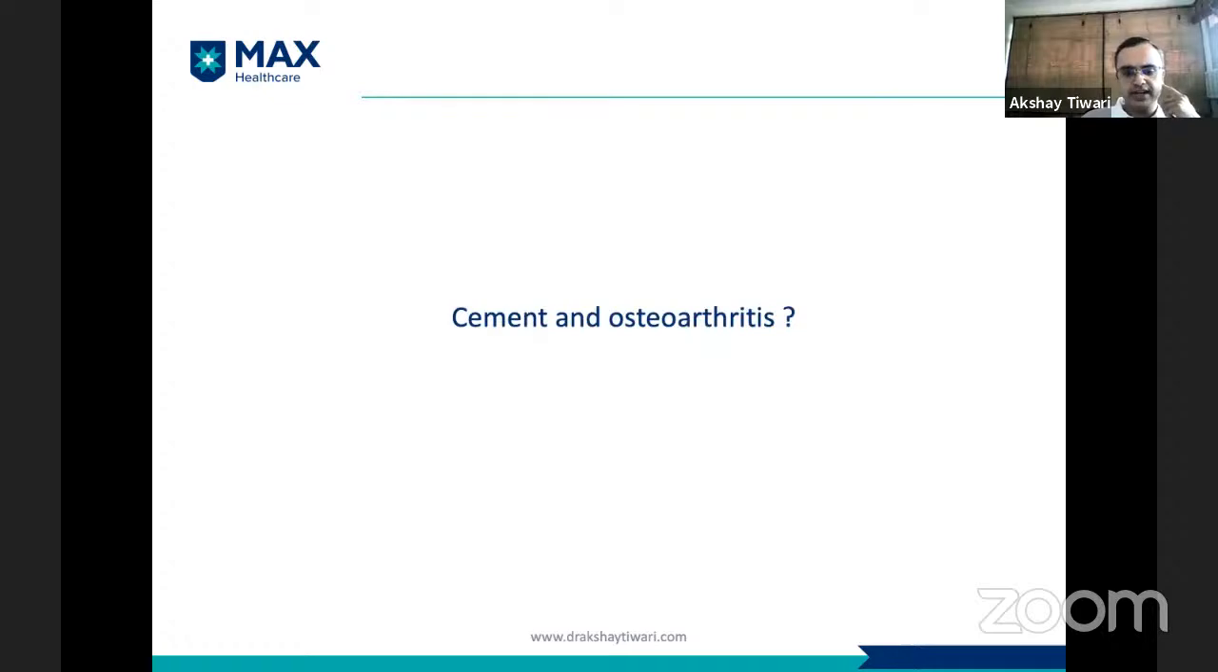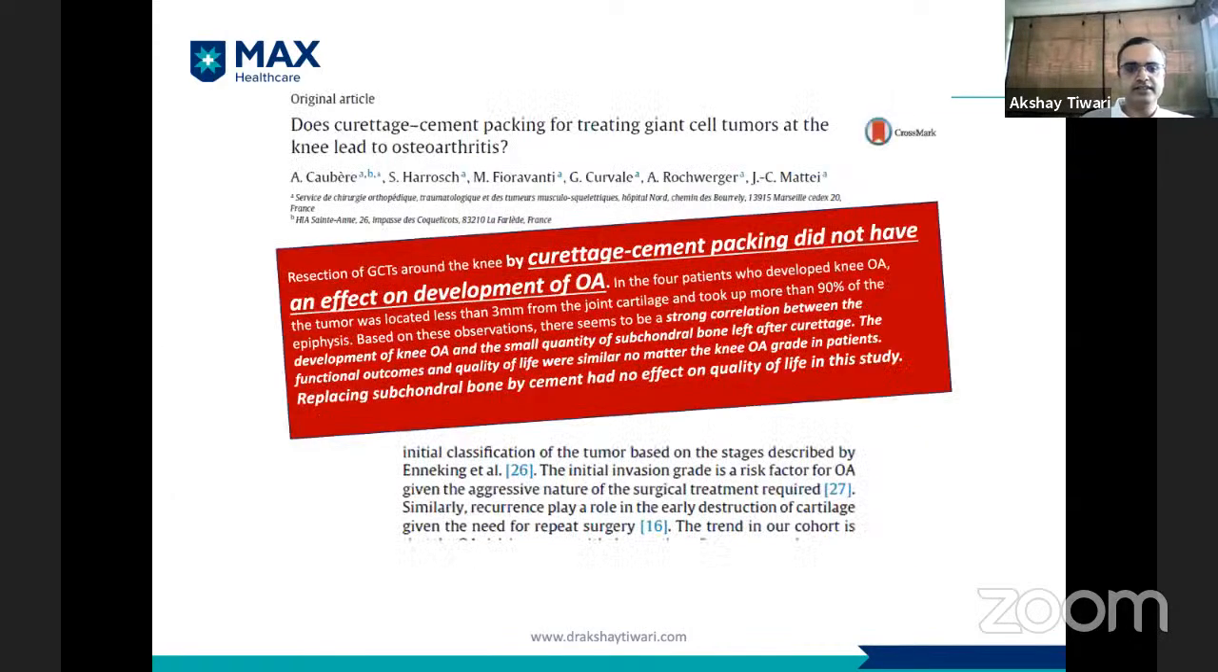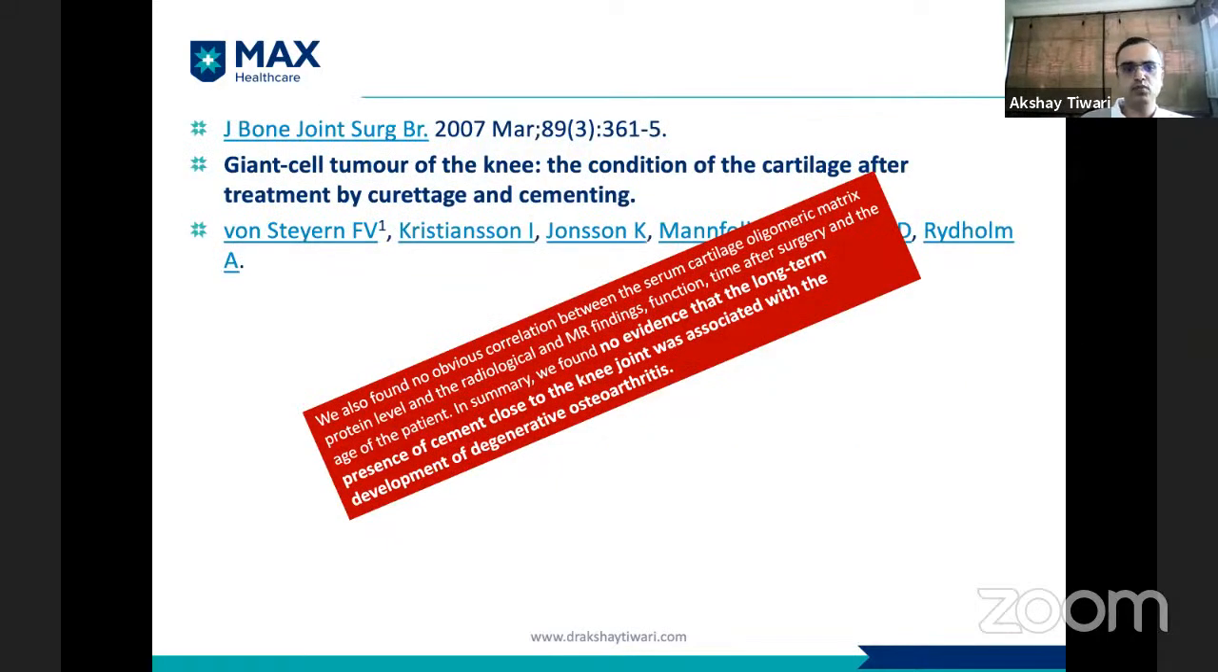So what about osteoarthritis? The main disadvantage of cement that has been proposed is the development of osteoarthritis, probably resulting from the thermal damage to subchondral bone. But again, there is more and more work pointing towards the fact that it's not generally the cement, but the disease causing damage to the subchondral bone, which actually leads to osteoarthritis. The initial invasion grade is the real risk factor, and this has been shown by not one, but many workers.